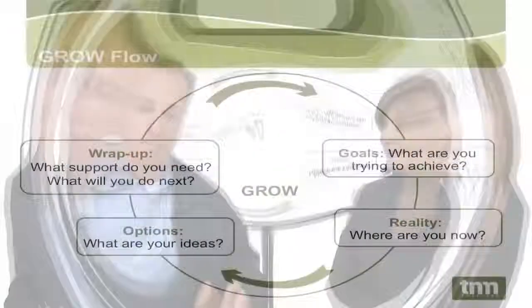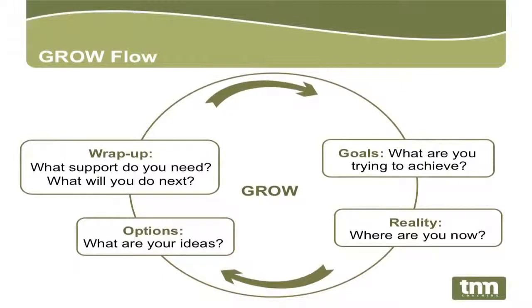So now we'd like to introduce you to a coaching model called GROW. It's a 4-step model that allows you to coach a person from beginning, middle, and end, and has 4 different steps. The first step is G, which stands for goal.